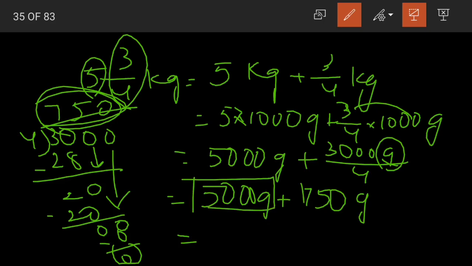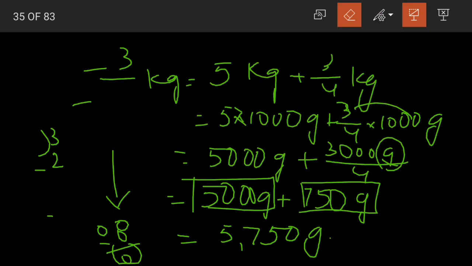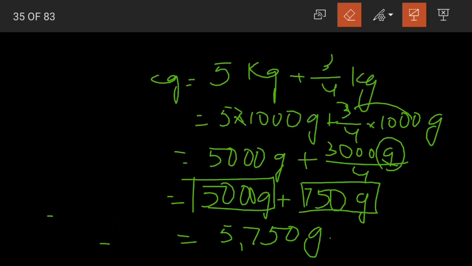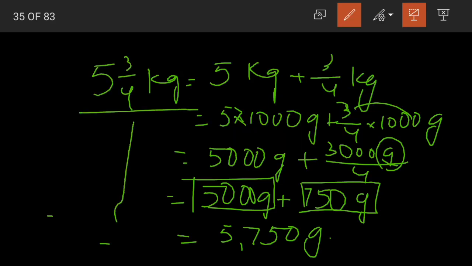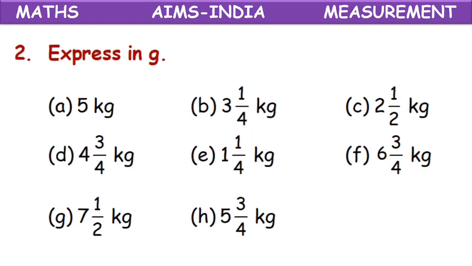Now 5000 grams plus 750 grams is equal to 5750 grams. 5 3 by 4 kg. Let us erase this all here so that we'll keep only the question. What was the question? 5 3 by 4 kilograms is equal to 5750 grams. I hope this is clear, children. How to convert the units of measurement of mass. We have seen both the conversion of grams into kilograms and also kilograms into grams.